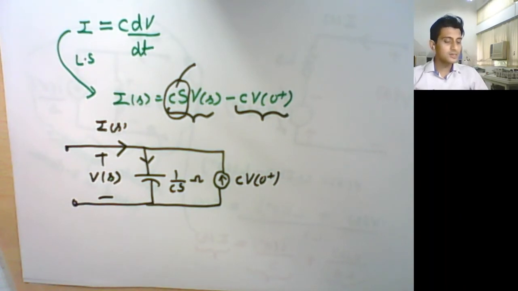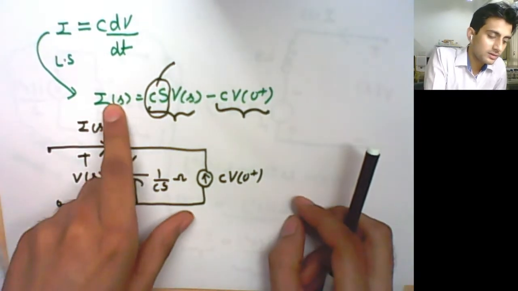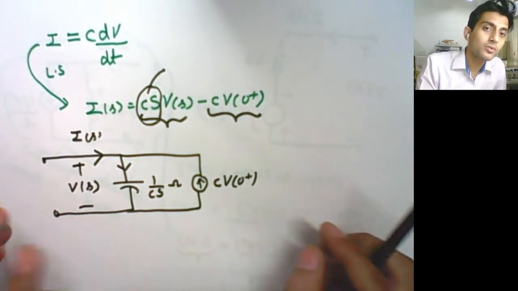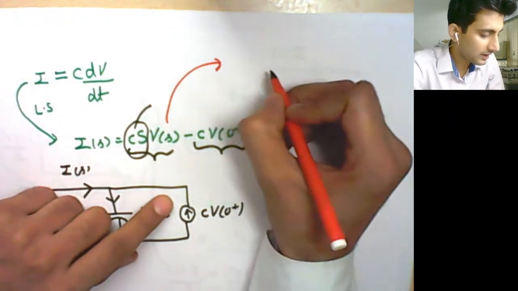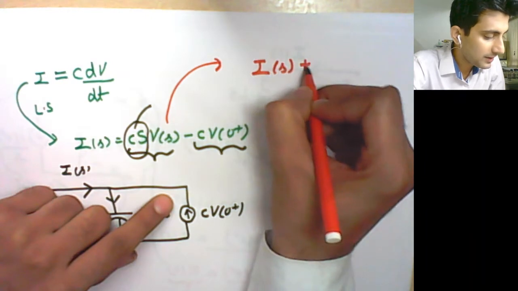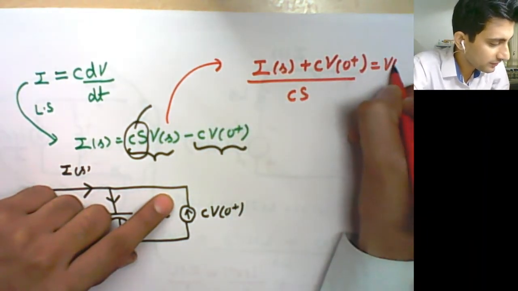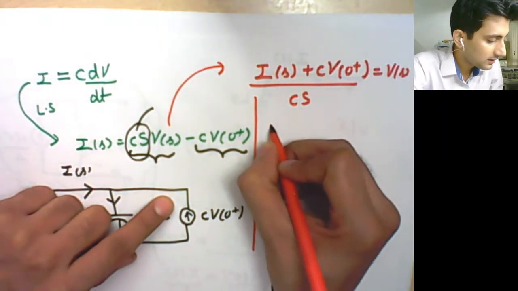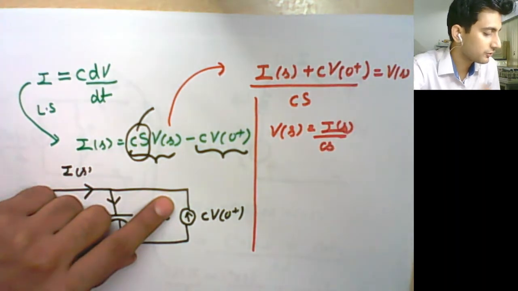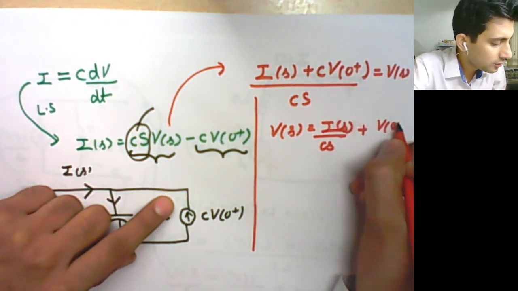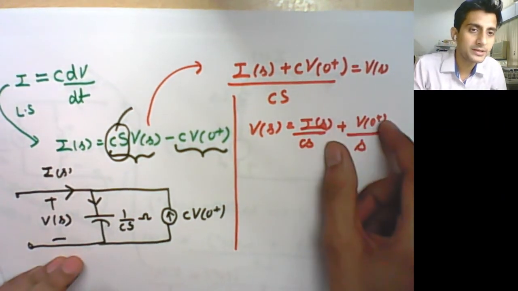This is it. But for capacitances, you do not use the current equivalent circuit; rather, you will use a voltage equivalent circuit. So for the voltage equivalent circuit, what will we do? Take this equation. You can write this as Is plus CV(0+) divided by Cs is equal to Vs. So I can write that my Vs is equal to Is upon Cs plus V(0+) upon S. Now you can add two voltage sources.